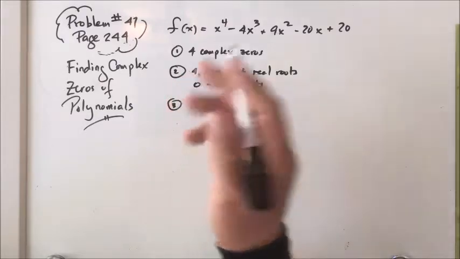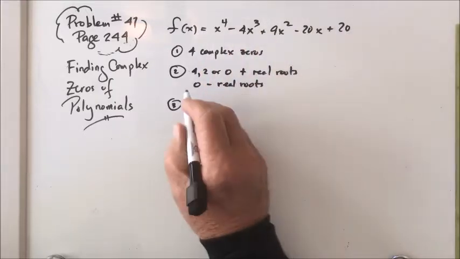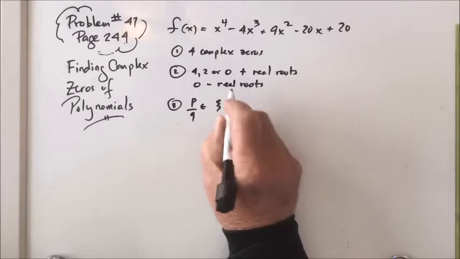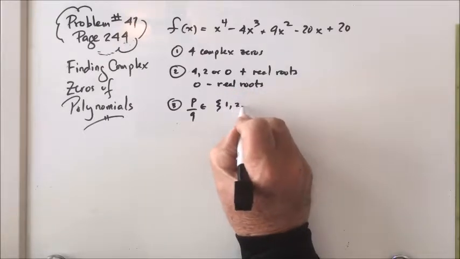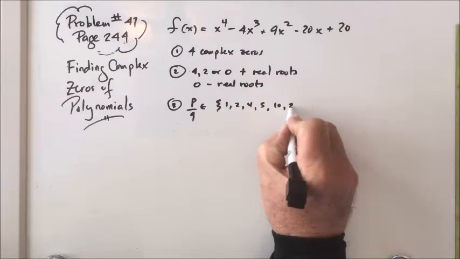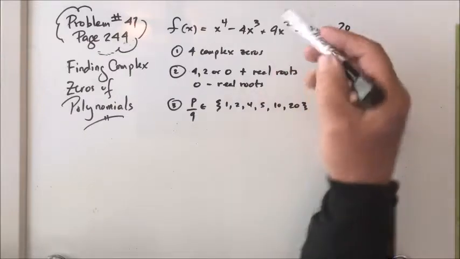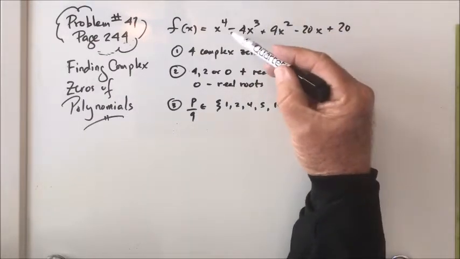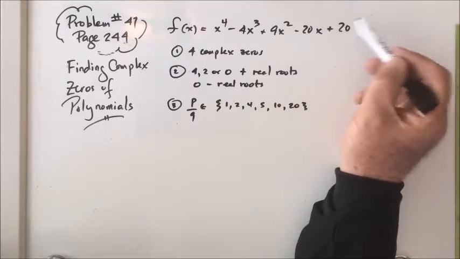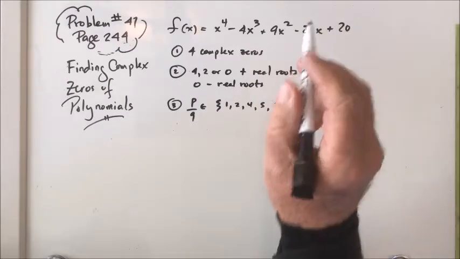And the next step is to say, what are the potential rational roots? I've got a 1 here, so they're going to be just plus, not minus: 1, 2, 4, 5, 10, and 20. Okay, let's see if we can get lucky. If we put in x equals 1 here, I'm looking for a root now. I get 1 minus 4 is minus 3, plus 9 is plus 6, and 20 cancels 20. So 1 does not work.